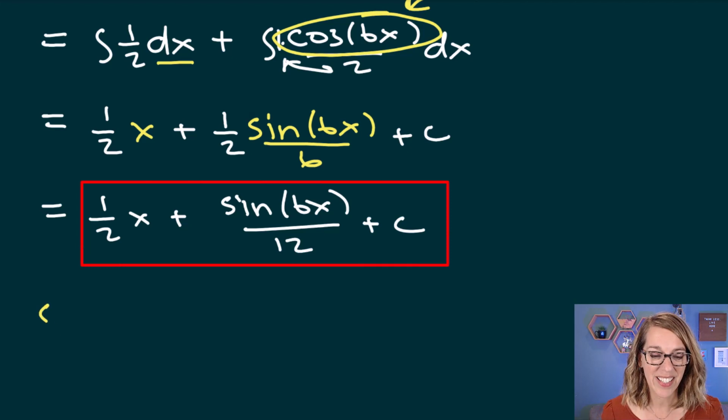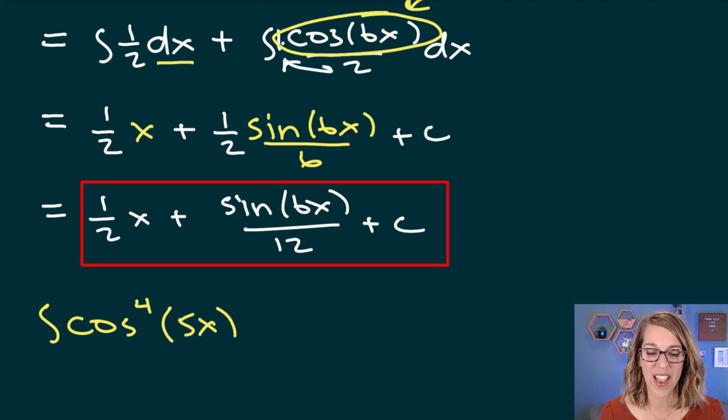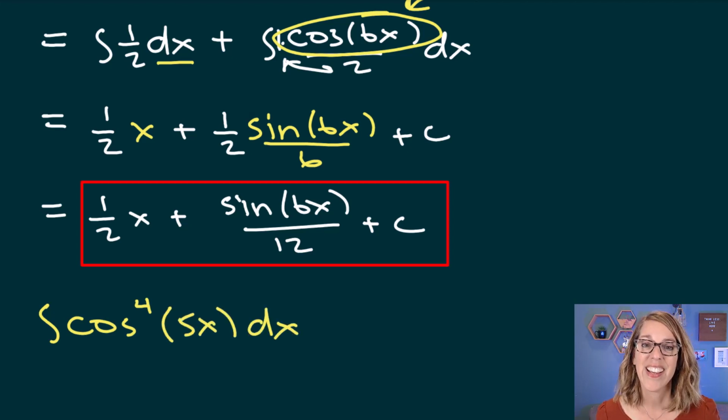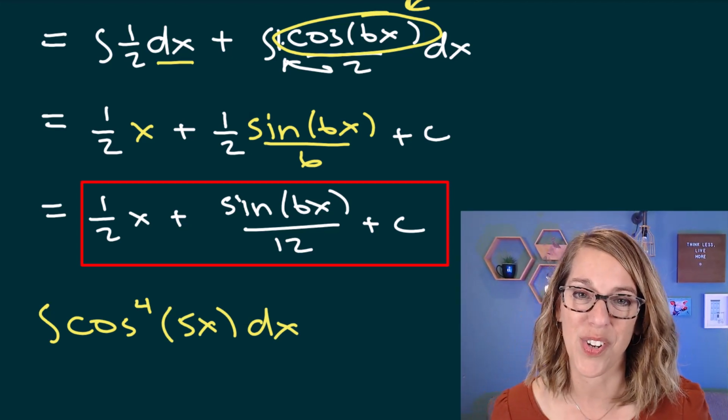Now for the next example, what would we do if we had a 4th power? So what would we do with a cosine to the 4th power of, say, 5x dx? Take a look at this next video and I'll show you how.